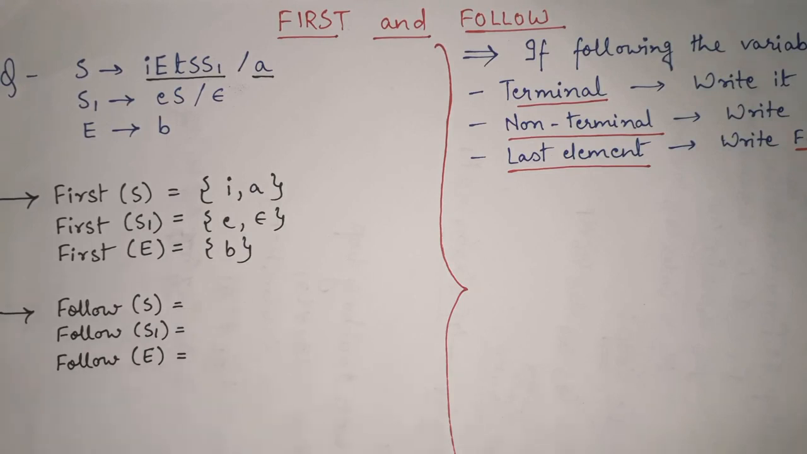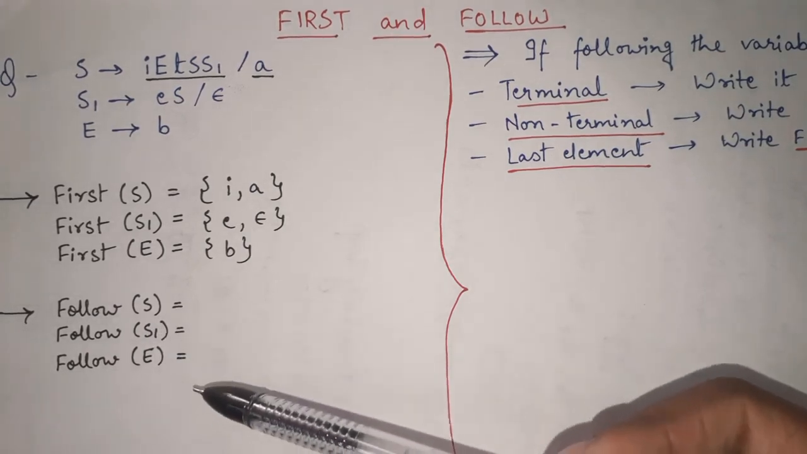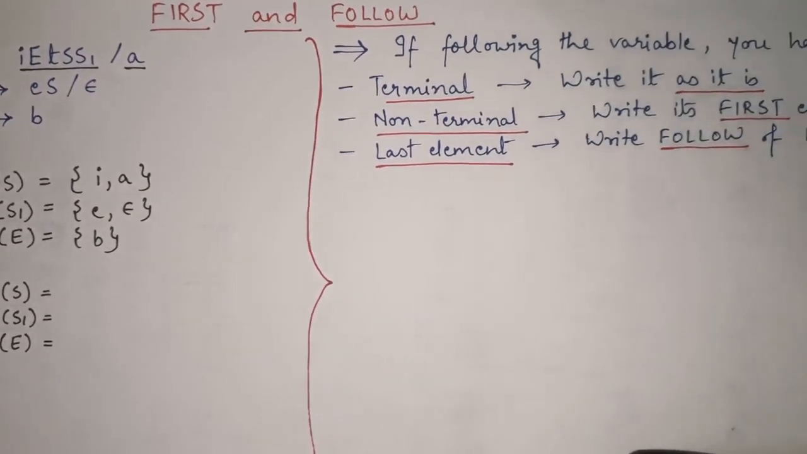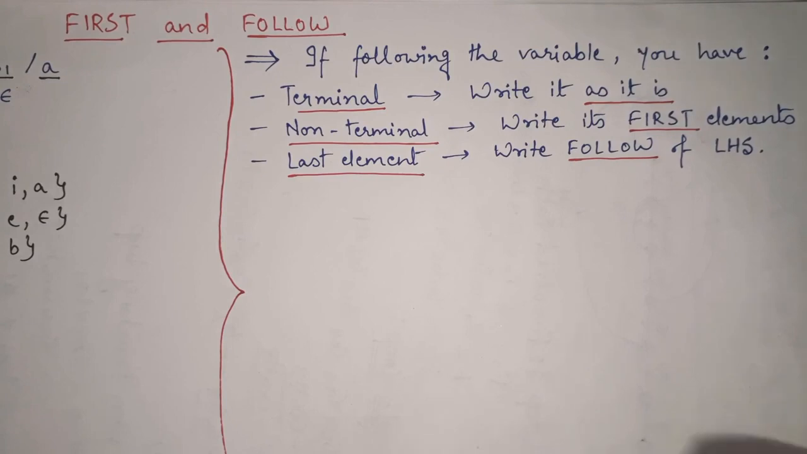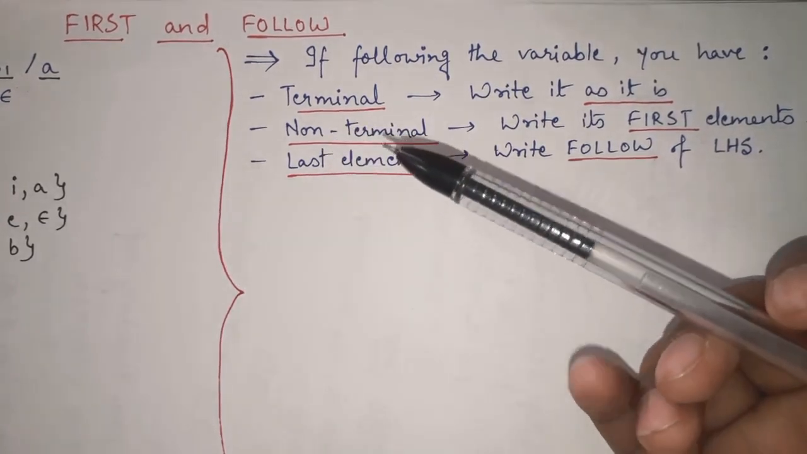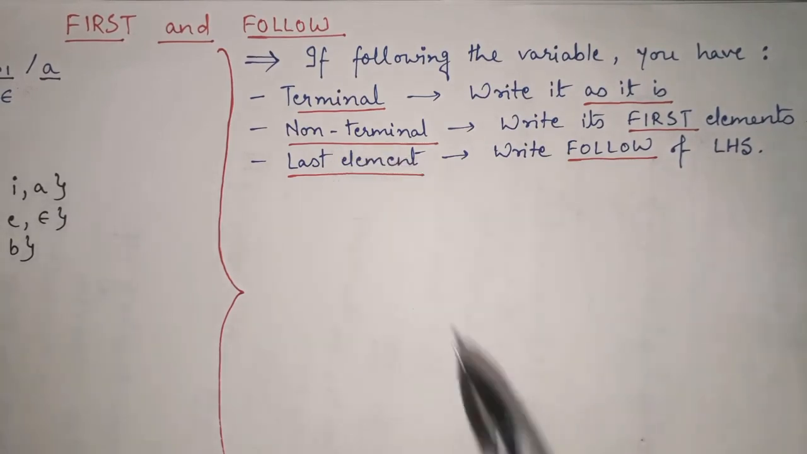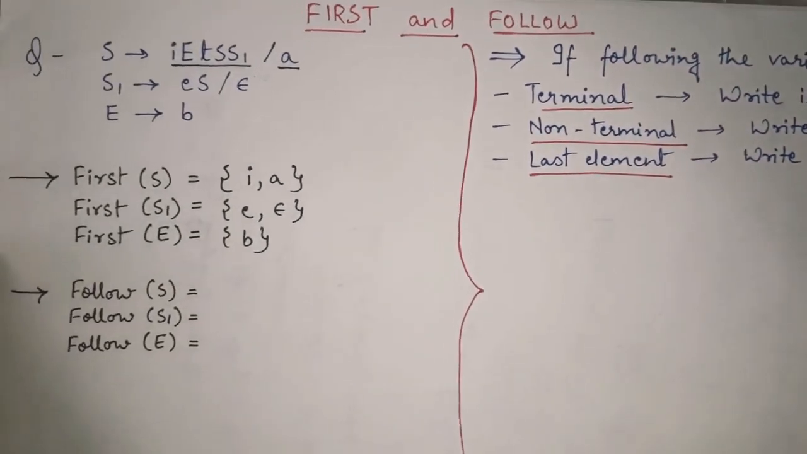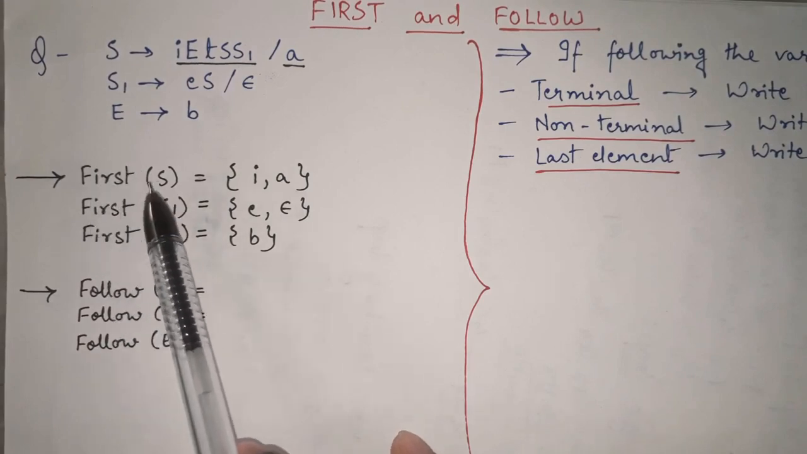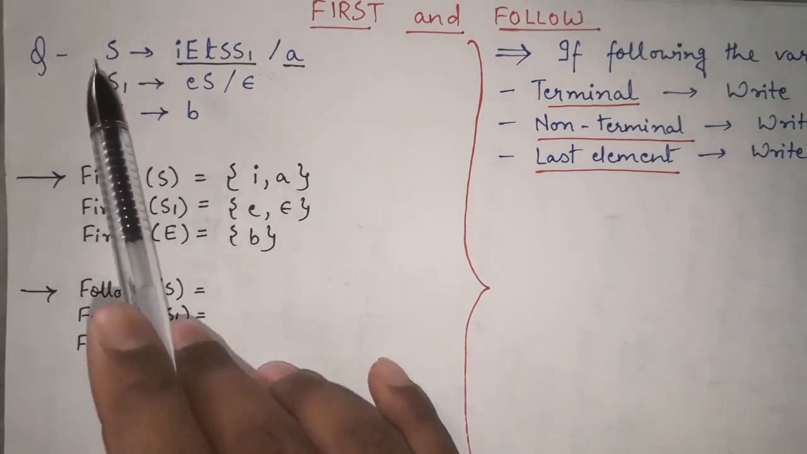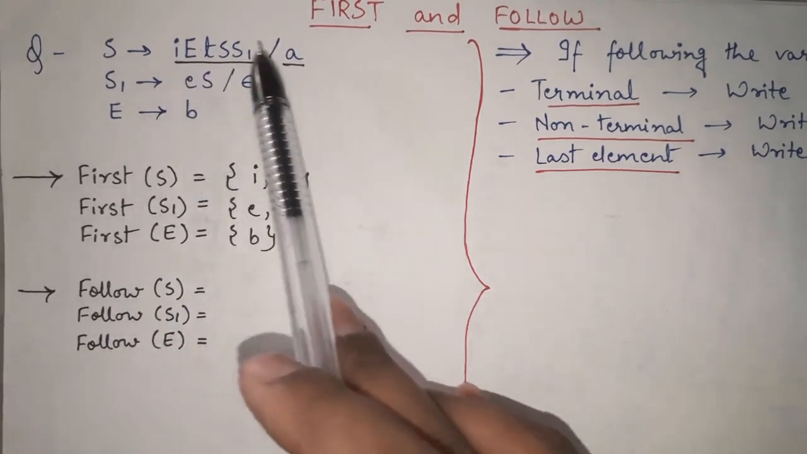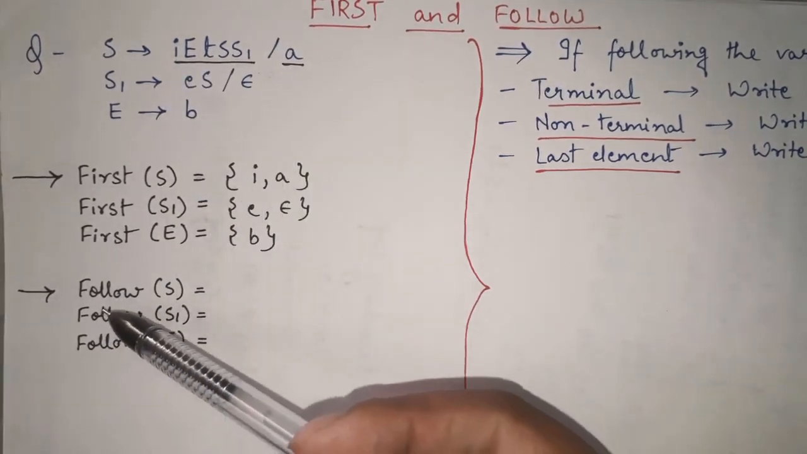What is follow? For finding out follow, we have to remember 3 steps or 3 points. As the name itself indicates, follow, let me tell you a simple thing. As the name indicates, first of S means what? I will see that in the production of S, whatever is placed at the first position, I am writing that.